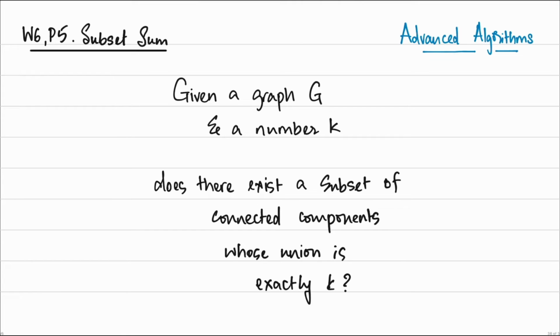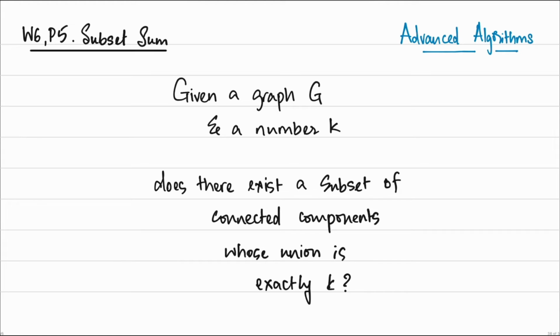Consider this problem. You're given a graph G, which is not necessarily connected. In fact, this question is interesting only when G is not connected. So we have a graph G and we have a number K. And we want to know, does there exist a subset of connected components whose union is exactly K in terms of size? Can you find me some subset of connected components so that if I count the vertices in these chosen components, the total number of vertices is exactly K. Now this must sound very familiar. It must sound a lot like subset sum actually.